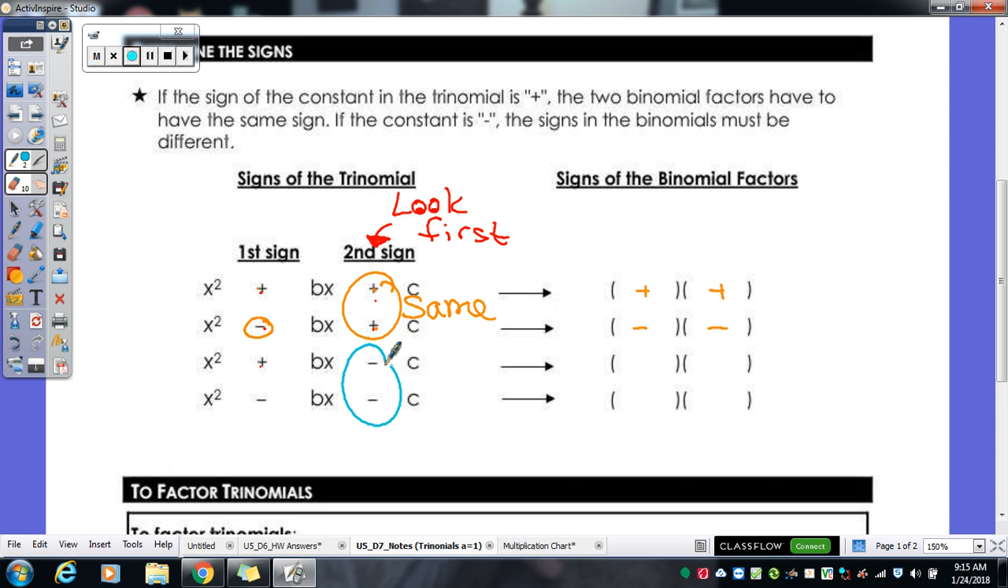Now if you look and this is minus, that means your signs are going to be different, and it does not matter which one comes first. The first sign doesn't matter at all. You're just going to have one plus, one minus, and you just have to figure out where they're going to go. It's kind of a little trial and error stuff here.